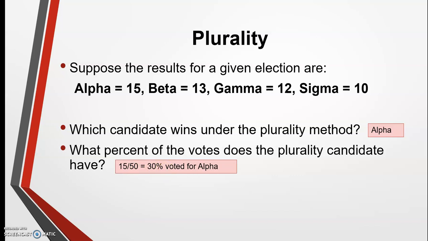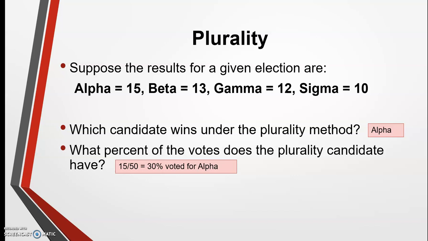So as you can imagine, the question becomes, is it fair that alpha, who only received 30% of the first place votes, won? Because that means that 70% of the voters wanted somebody other than alpha to win. And that is one of the flaws that we see with the plurality method, that question of fairness and whether or not a candidate receiving 30% of the votes should be declared the winner.